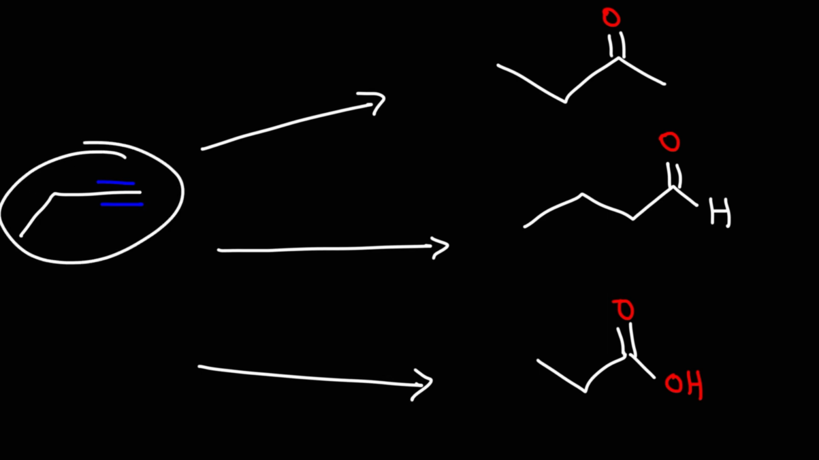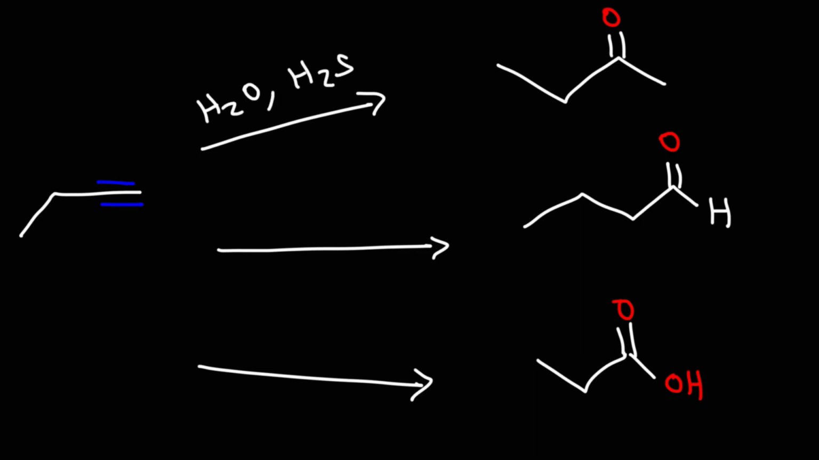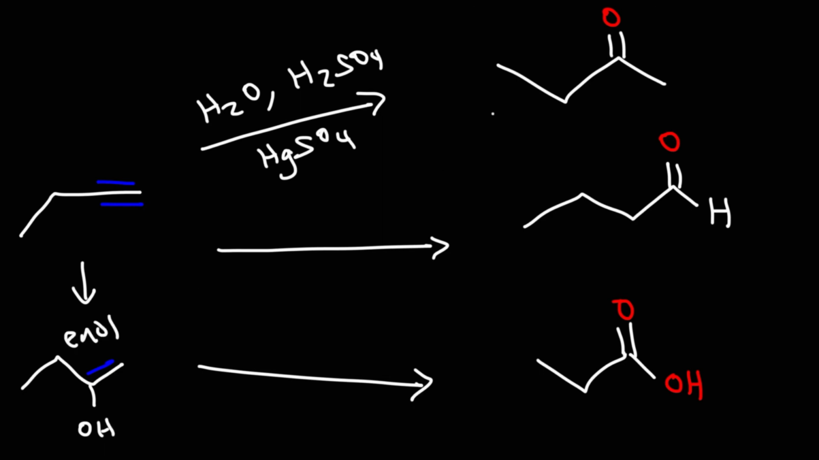So to convert the terminal alkyne into a ketone, all we need to do is acid catalyzed hydration. We need water, sulfuric acid, and mercury sulfate. The mercury sulfate will catalyze the reaction, helping to generate the ketone. Initially, though, keep in mind, we're going to get an enol, which looks like this. And the enol will tautomerize into this ketone.